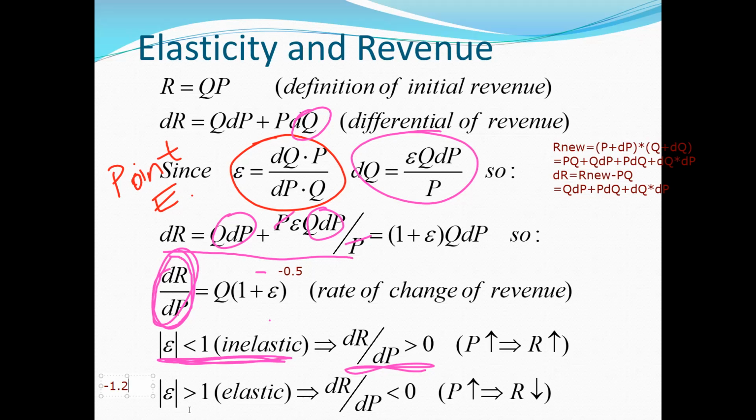In this case, elasticity is more than 1, the magnitude is more than 1. So when you do 1 minus 1.2, what happens? 1 minus 1.2 is a negative number, negative 0.2. That means dR/dP is going to be less than 0. That means what? As your price goes up, your revenue will come down.